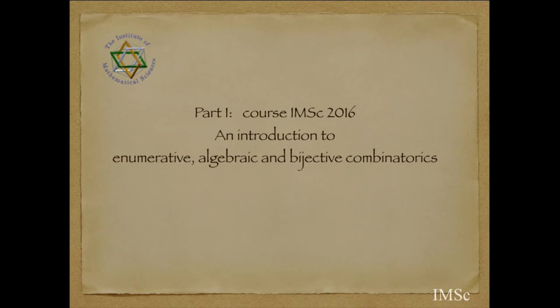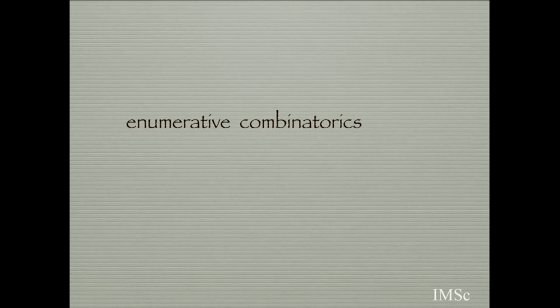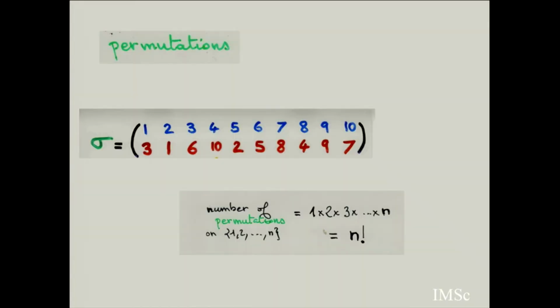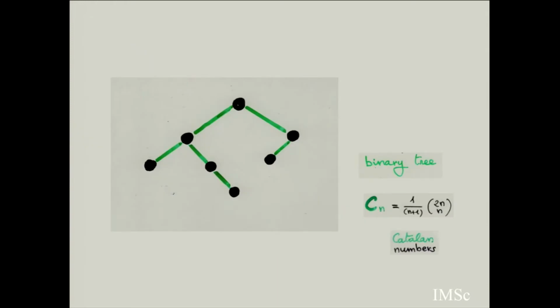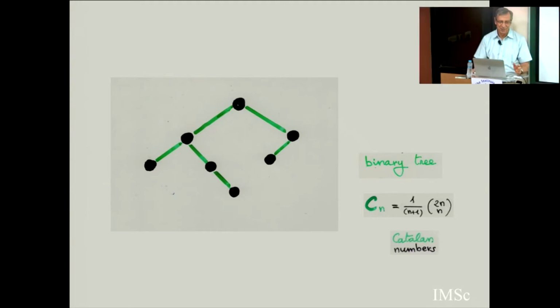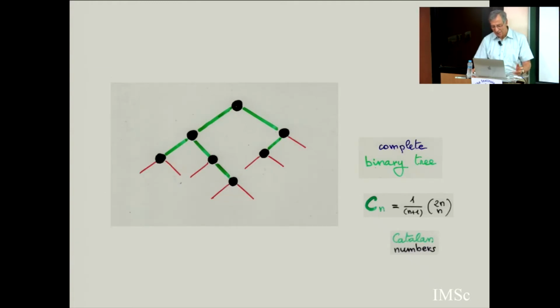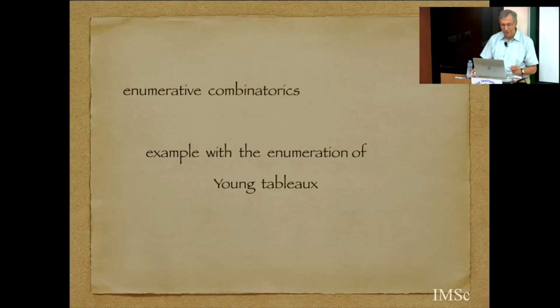Two years ago we did part 1, an introduction to enumerative, algebraic, and bijective combinatorics. What does it mean? Enumerative combinatorics is enumeration. A typical example: how many permutations on n elements? This is n factorial. And how many binary trees with n vertices? This is the Catalan numbers. So all the bijection objects were around n factorial permutations and around the Catalan numbers. We did the n factorial garden and the Catalan garden, and we will see in this class again some objects counted by Catalan numbers or by n factorial.